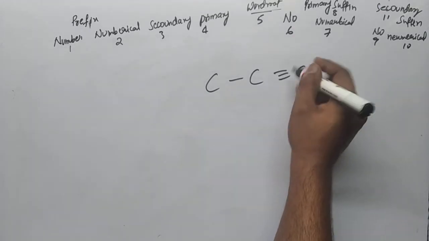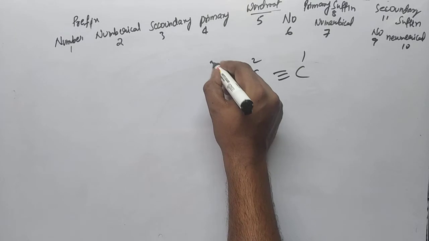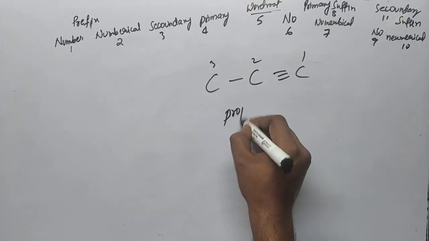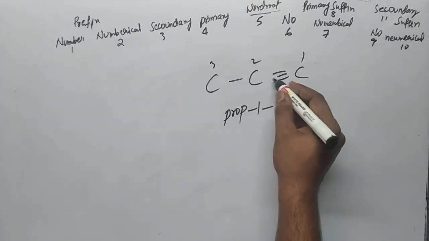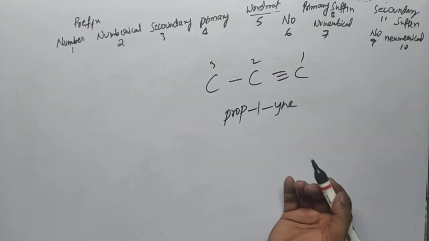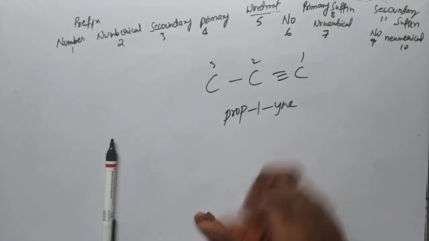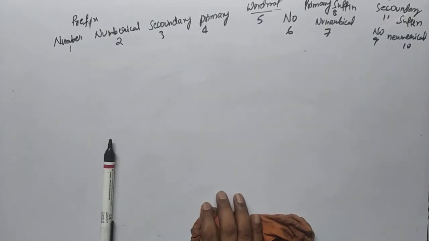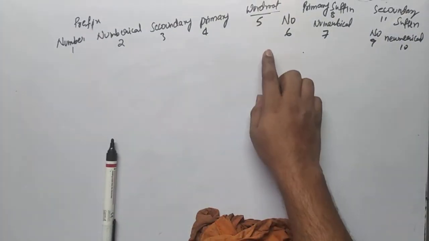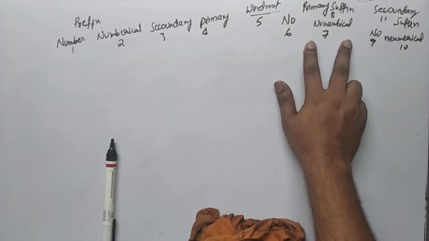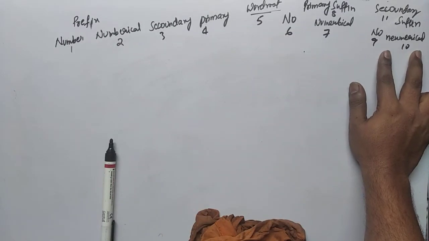Again, we have to number from here: 1, 2, 3. So we have 3 carbons, so we'll be writing prop. At the first carbon we have a triple bond, so we'll be writing yn, and then ante, simple. Okay, so now we haven't seen an example with word root, primary suffix and secondary suffix along with hydrogen and carbon.